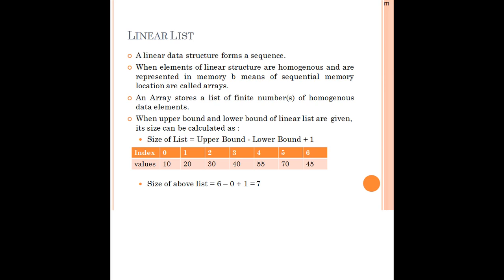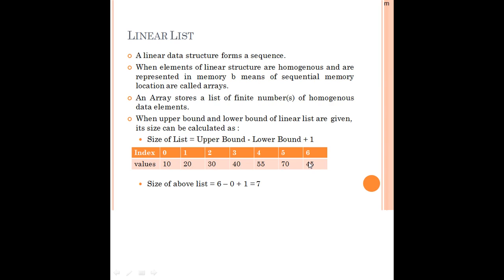You can see a list given here: 10, 20, 30, 40, 55, 70, 45. These elements are stored in the form of an array or a linear list. And whenever we have a lower bound and upper bound, here the lower bound is 0 and the upper bound is 6, the formula to find the size of the list is upper bound minus lower bound plus 1. Here the upper bound is 6, the lower bound is 0, 6 minus 0 plus 1 is 7. So that's how you find there are 7 elements present in the array.